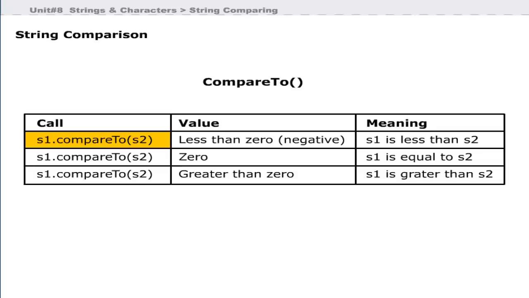Here, when s1 is compared with s2, an integer value is returned. If the value is less than 0, that is negative, then the string s1 is less than s2. If the value is 0, then s1 and s2 are equal. If the value of the returned integer is greater than 0, then s1 is greater than s2.